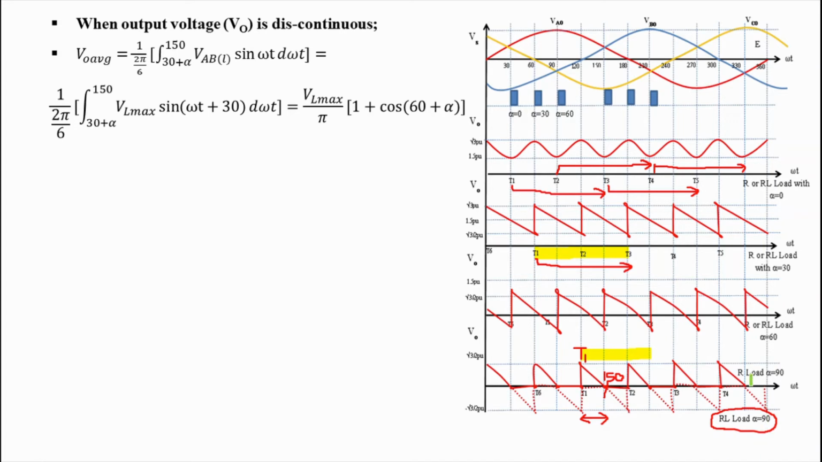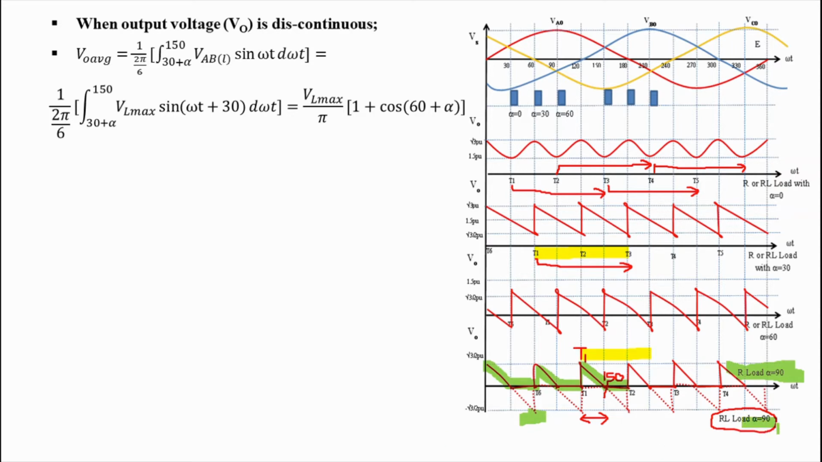See, this is a discontinuous waveform for alpha equal to 90 degree. Here we will not get the negative part of waveform because load is resistive type. So we get this discontinuous waveform. Here we can see that this thyristor T1 is fired at omega t equal to 120 degree for alpha equal to 90 degree.